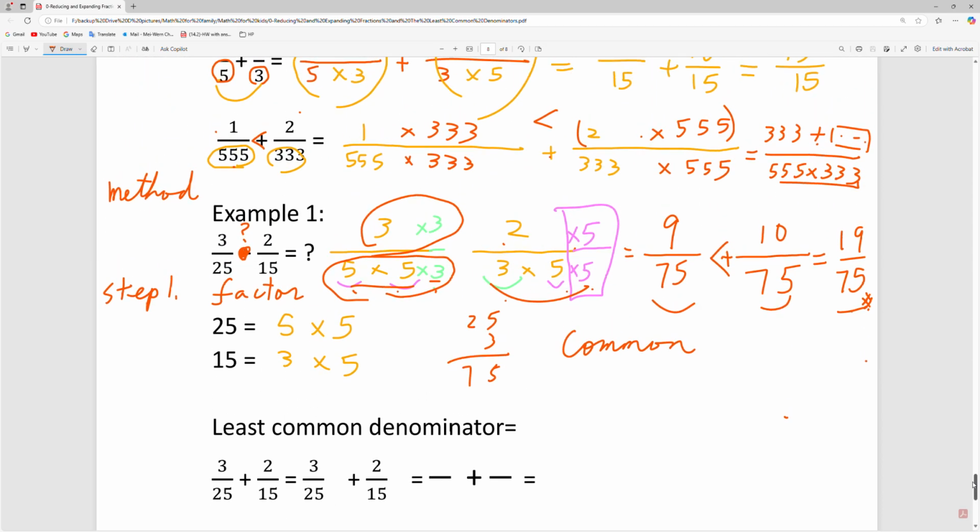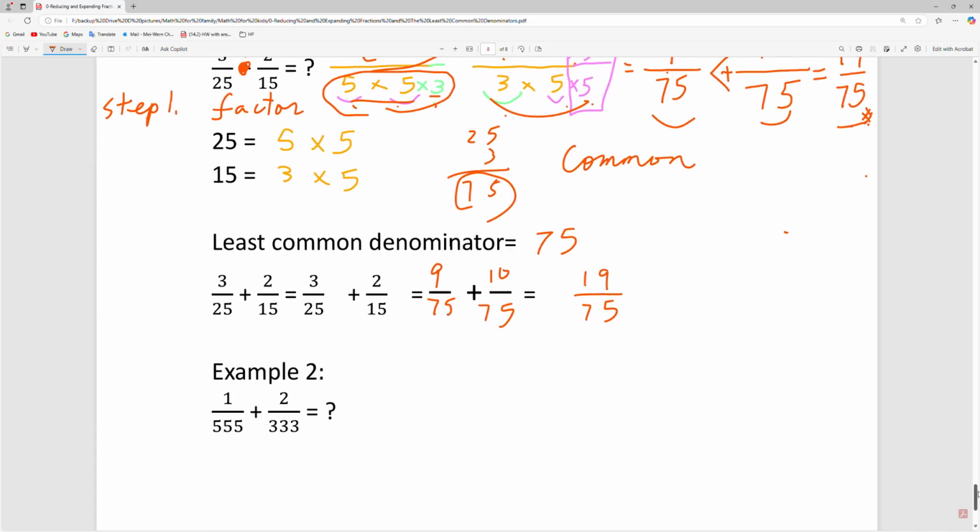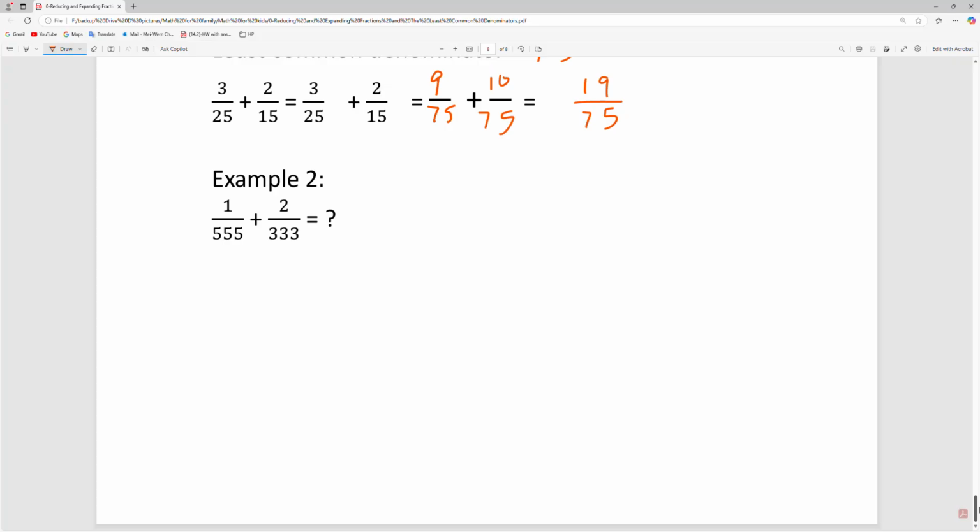Okay, so this one, the common denominator is 75. So you have 75, 75, and the numerator is 9 and 10. So you have 19. I complete the first example here, and then I will show you one more example. Then I think that's the concept. Complete the concept, and you need to go back to your homework, your school homework, to find more examples to practice.